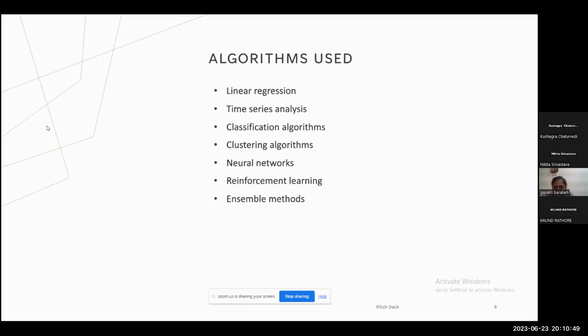Neural networks. The CNN algorithm is used for tasks like sentiment analysis of news articles or social media data. Reinforcement learning is used to optimize trading strategies by learning from historical stock prices. Ensemble method. This method is used for improving stock price prediction accuracy.